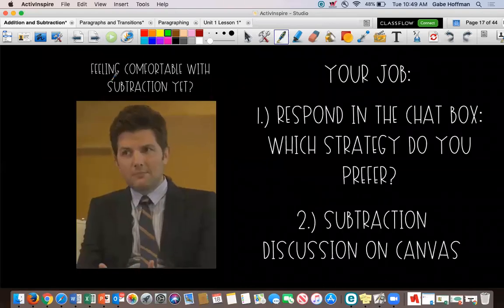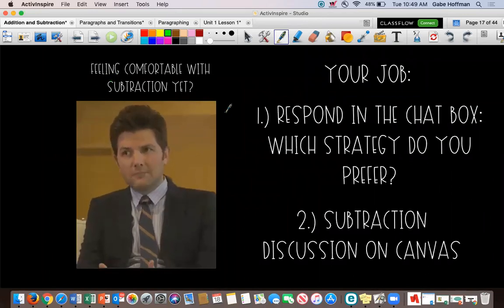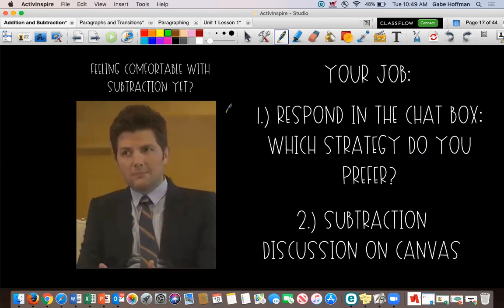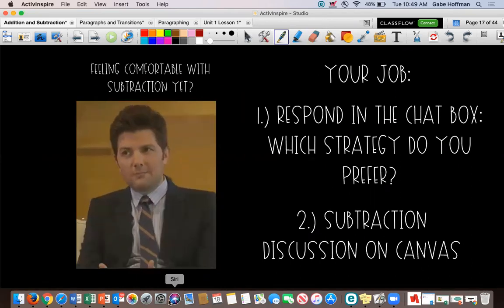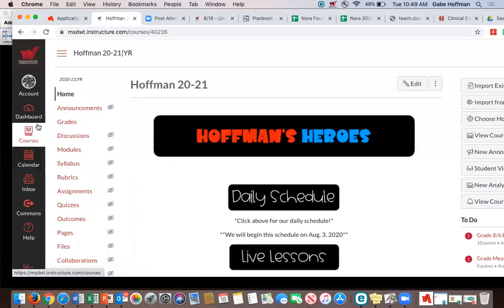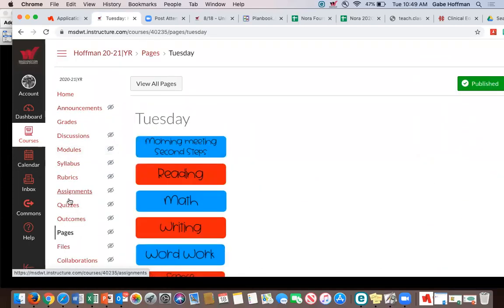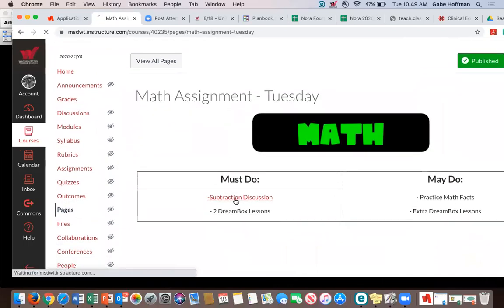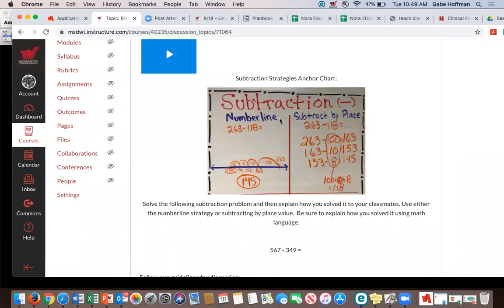All right? So your job today is first, before we get started, you're going to respond to which strategy you prefer to use. Would you rather use a number line, or would you rather subtract by place? Okay, and then after that, you're going to go on to Canvas. I'm going to show you, you're going to go to Tuesday. You're going to go to Math. And then your only job today is a discussion. So you have one problem. Your two strategies are right here on the left, number line and subtracting by place, here's examples.